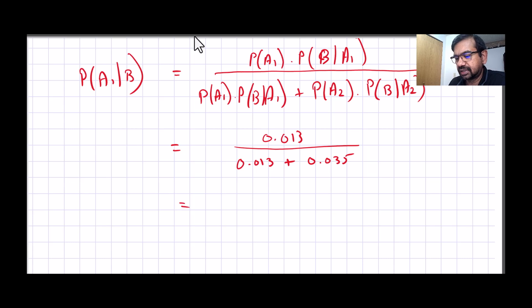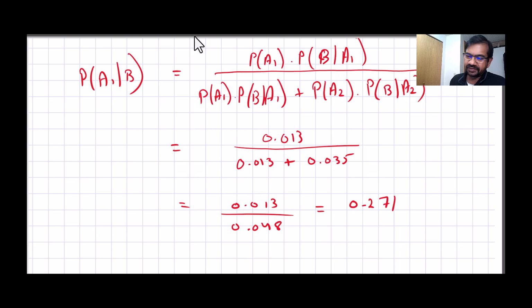Which is 0.013 divided by 0.048, and this is equal to 0.271. So Bayes' theorem is giving us a probability that, given that the part is bad, what is the likelihood of it coming from firm 1? We say the probability is 0.271.